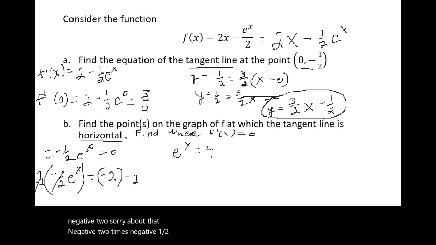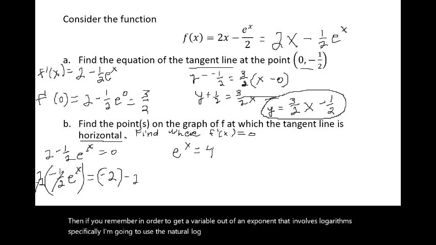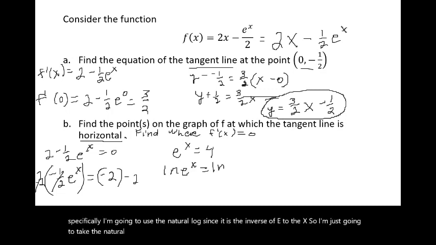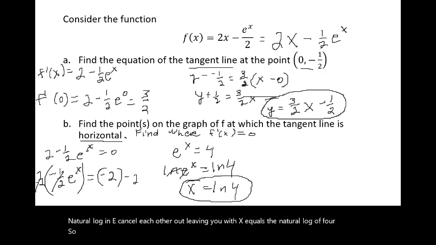Then, if you remember, in order to get a variable out of an exponent, that involves logarithms. Specifically, I'm going to use the natural log since it is the inverse of e to the x. So I'm just going to take the natural log of both sides. Natural log and e cancel each other out, leaving you with x equals the natural log of 4. So this is the x-coordinate where the tangent line is horizontal.